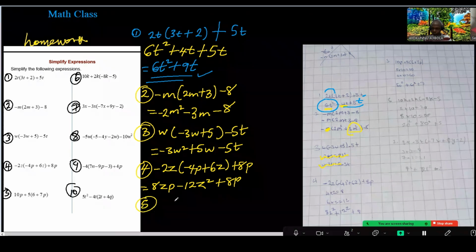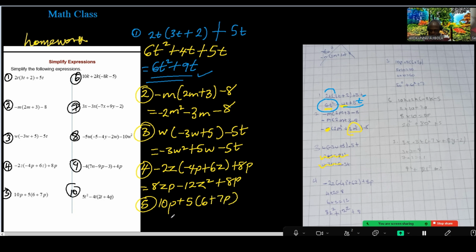Number 5, we have 10p standing alone without entering into the bracket for now. So that is 10p plus 5 into a bracket. It's the 5 that has to do with the bracket. So 5 into 6 plus 7p. We have 10p still alone. Then 5 times 6 is 30, and 5 times 7 is 35, and there's a p there, so 35p.